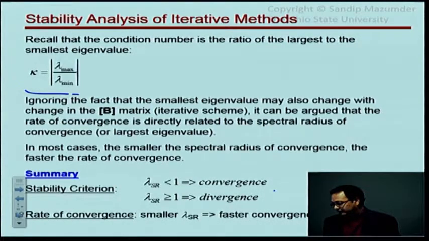And this is just sort of a rule of thumb: the smaller the spectral radius, the faster the convergence, if we are looking at the same method. Okay? So for example, for two different mesh sizes.